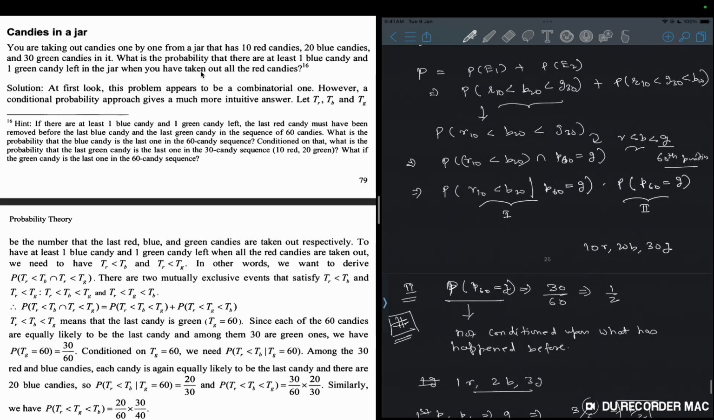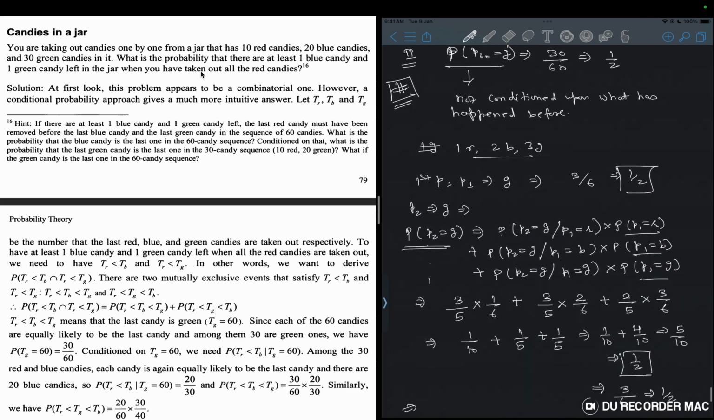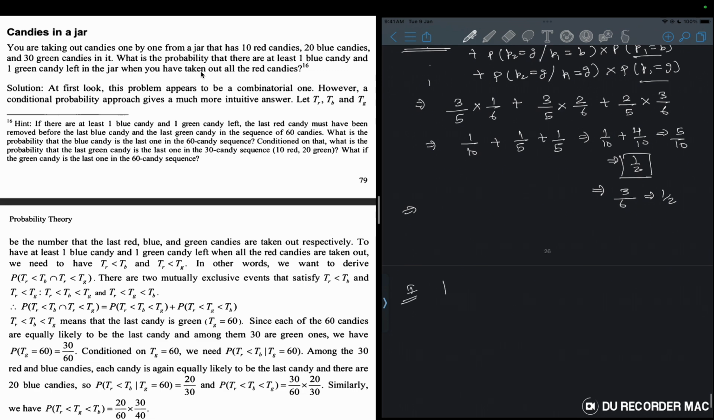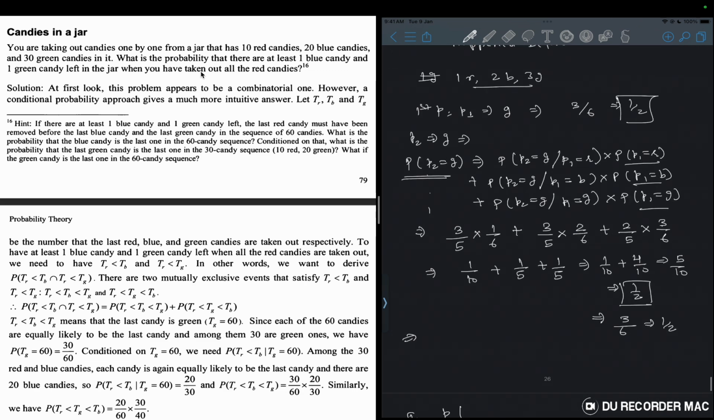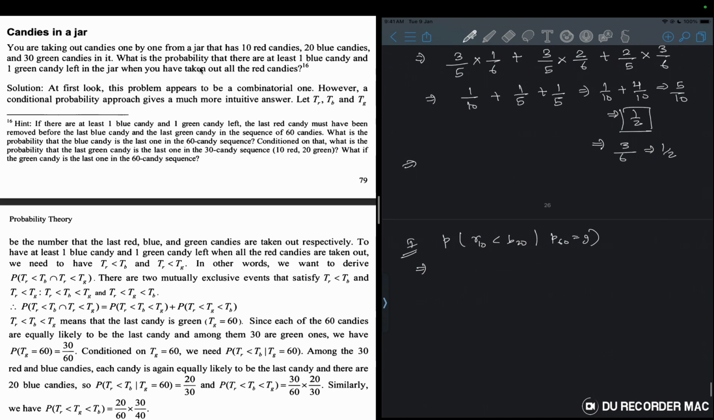Now let's come back to our main thing which we are calculating. So second point, we calculated that the probability that the 60th position is green is half. Now let's calculate 1: the probability that R10 is less than B20 given that P60 is green. What it says is that the last red candy appears before the last blue candy, given that the last candy is green. So here, we will simply neglect all the green candies, and take only the red and blue candies.